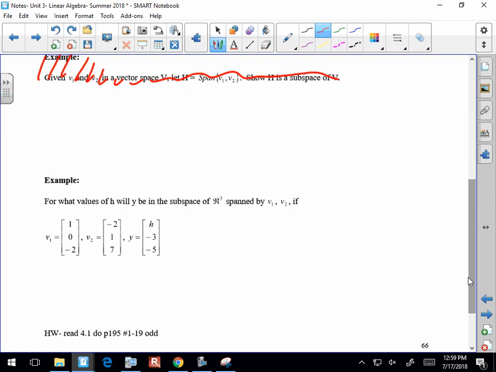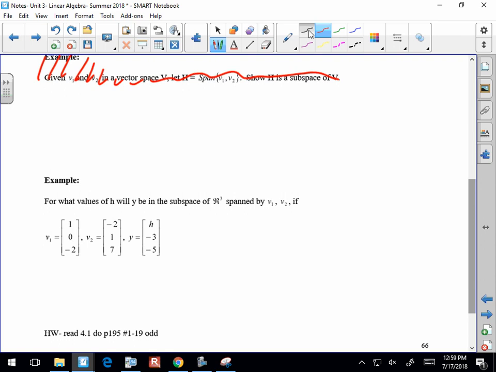All right, and so with this kind of background context in mind, it makes this question very easy, because we actually did something very similar to this. It says, for what values of H will Y be in the subspace of R3 spanned by V1 and V2? All right, so if you're talking about spanning, it could be a plane, it could be a line, it could be any type of region. The idea here is, is this going to be within the span created by V1 and V2?